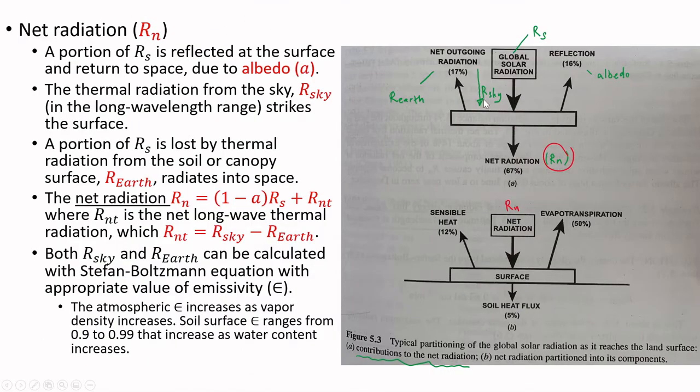If we have this global solar radiation RS coming in, how much of it is actually absorbed by the soil? That's what we want to find: how much of this global solar radiation is absorbed in the soil in the form of net radiation. A portion of the global solar radiation RS is reflected at the surface and returned to space due to albedo. So 16% gets reflected back in the form of albedo. It may not be a constant 16%, it might change, so we have an albedo constant called A.